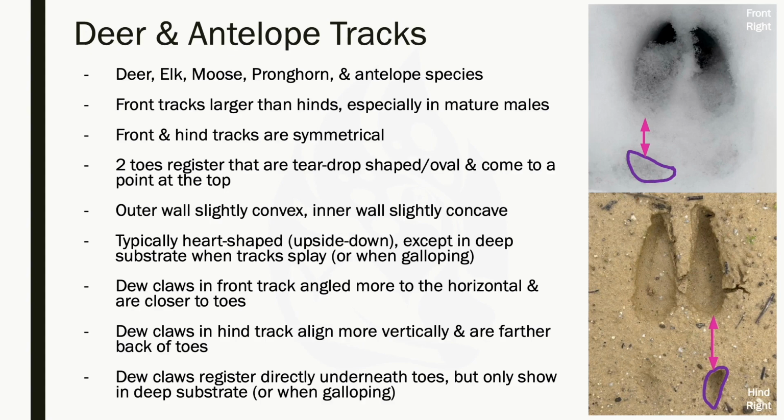And finally, what we want to make note of is that dew claws in deer and antelope species register directly underneath the toes. So if I put lines around the dew claws, you'll see that it lines up underneath the toes, both in the front track above and the hind track below, okay? And that's always characteristic of deer and antelope species. That's not true of some other ungulates, particularly like wild boars and pigs, okay? They do not register directly underneath the toes. So this is a very important feature to remember in helping positively identify deer and antelope.